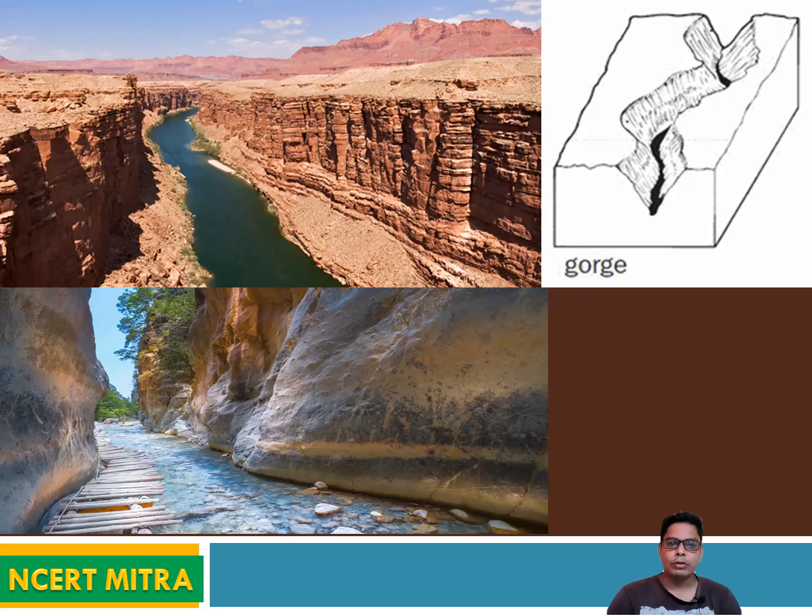In my background I have tried to show some diagrams by which we can see the I-shaped valley, which is known as the gorge. We can find this type in the Kali Gandak gorge in the Himalaya, on the Kali Gandak river. So this thing we have to understand.